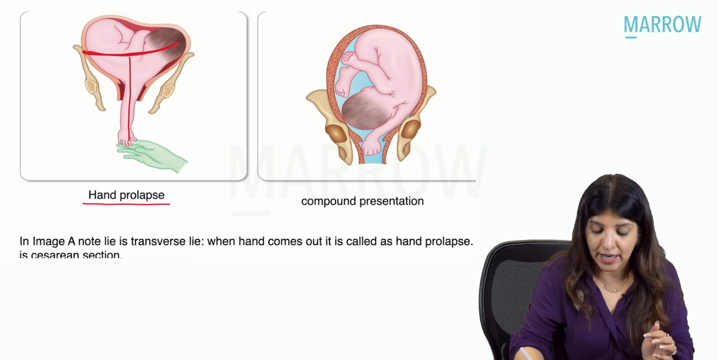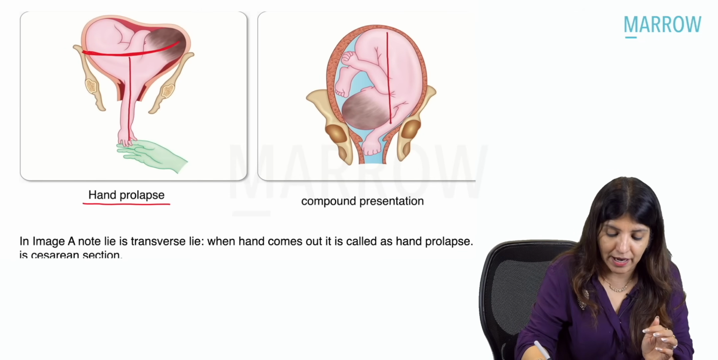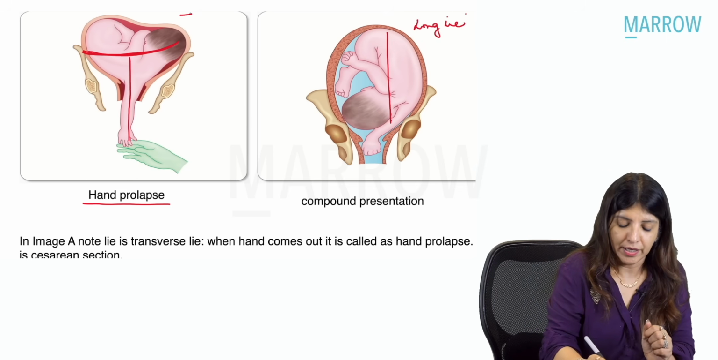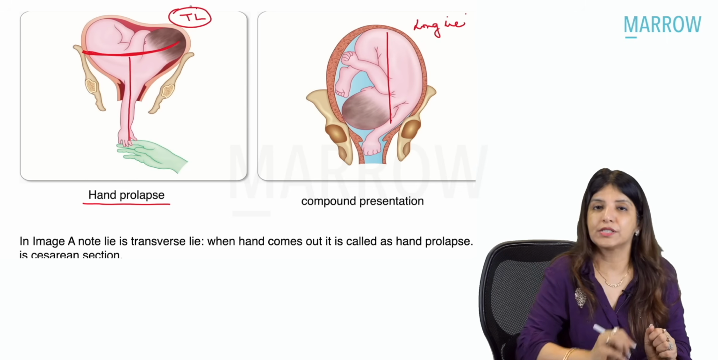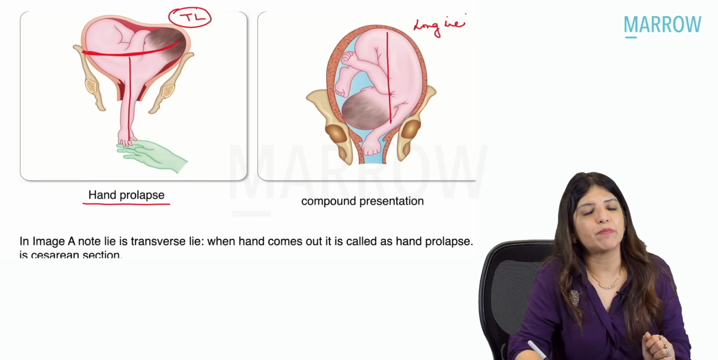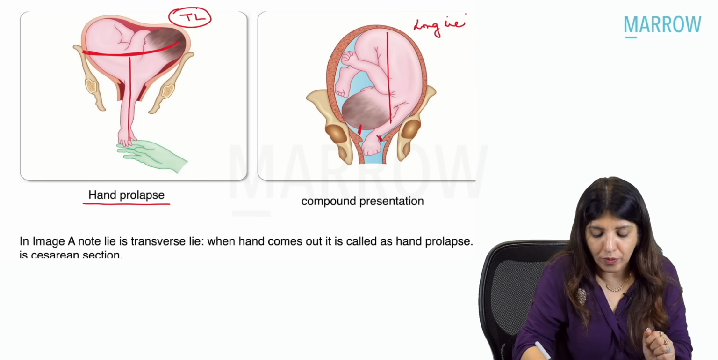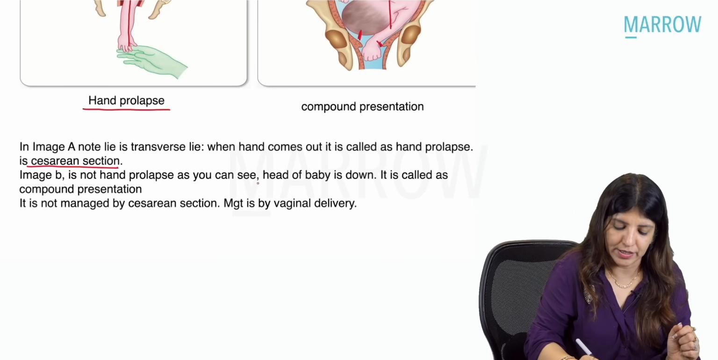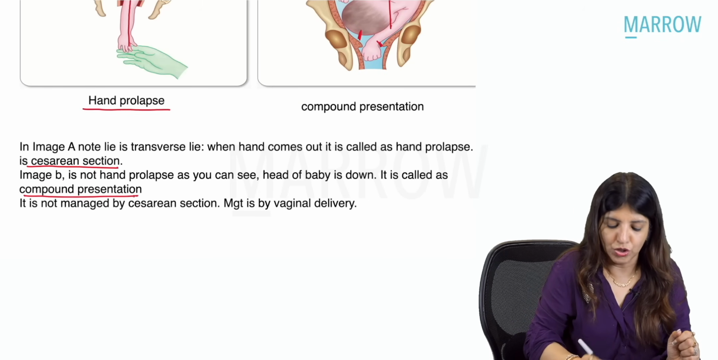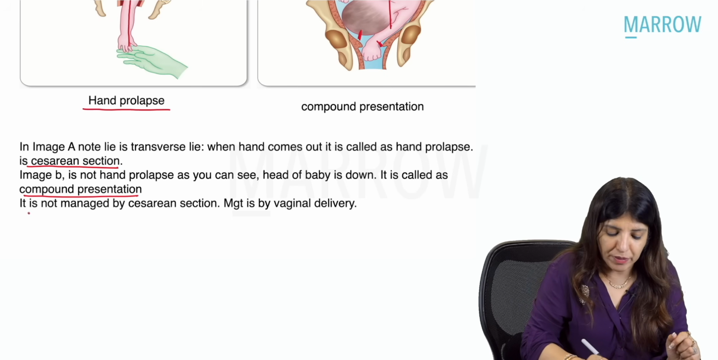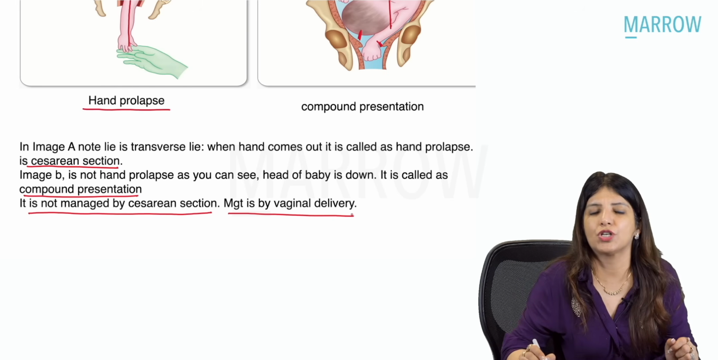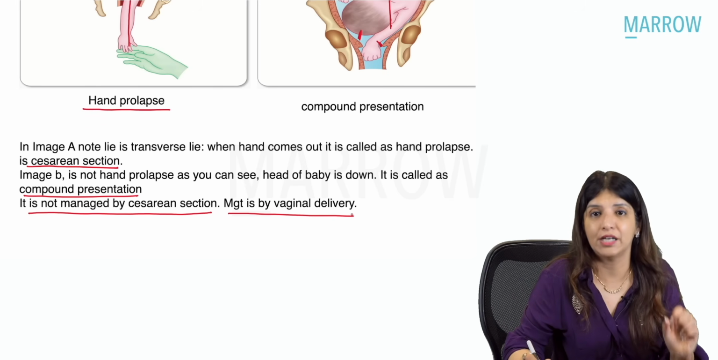But on the other hand, if you are seeing that the lie of the baby is longitudinal, here the lie was transverse lie. If the lie of the baby is longitudinal and along with the head, the hand of the baby is coming out, this is what is called compound presentation. Compound presentation is not managed by cesarean section. Compound presentation is managed by vaginal delivery.